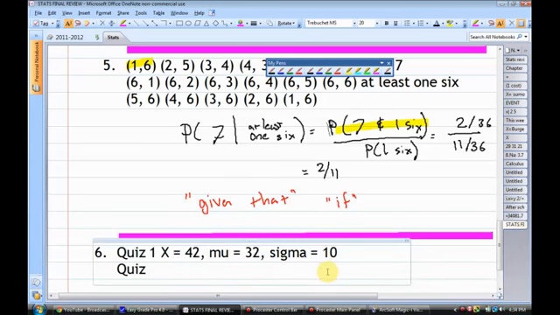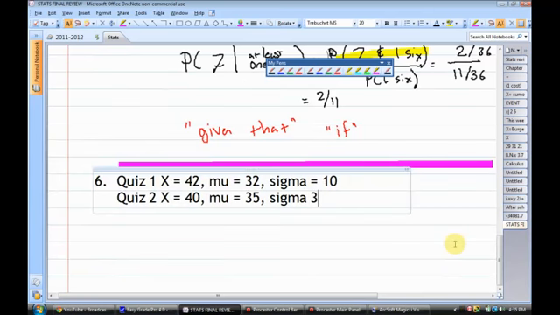Quiz 2. This time she scored 2 fewer points. She only got a 40. But the average was 35. The class average went up, but the standard deviation decreased. So she's still above the average, but we want to know which one she did better on. Obviously quiz 2. So if we're looking at normality, we have to look at the z-scores.